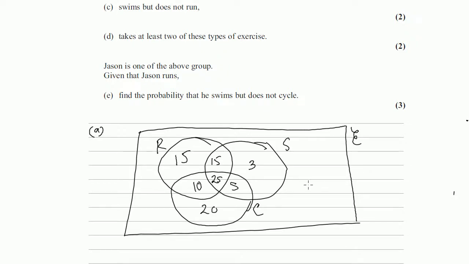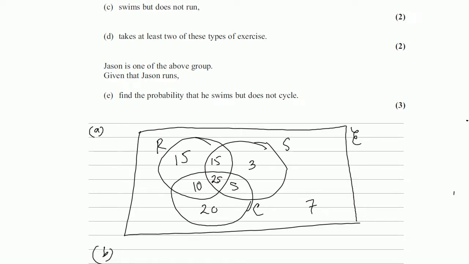Now remember, once this is drawn, the final thing is this region. Do not neglect this. Most people forget. So out of 100 people, if you add all this up, you will see that it comes to 93. So 100 altogether, 93. So this has to be 7. So that's question number A.